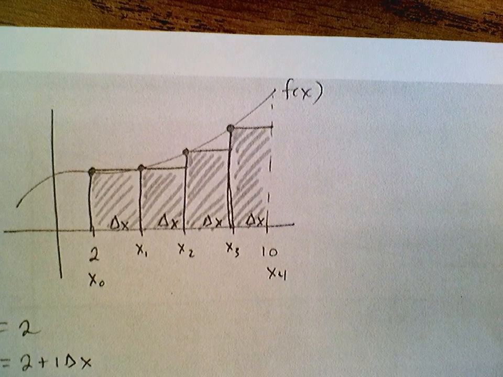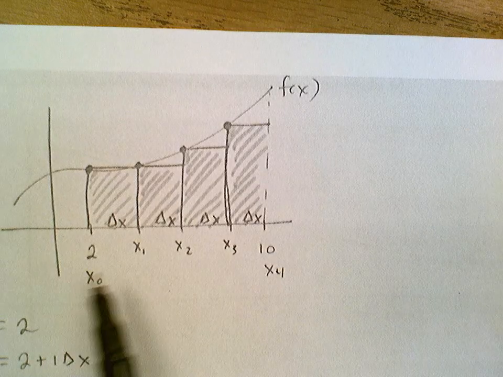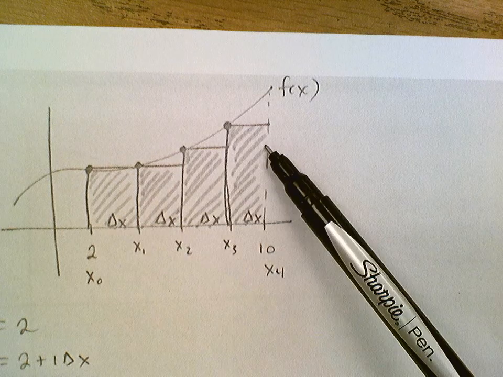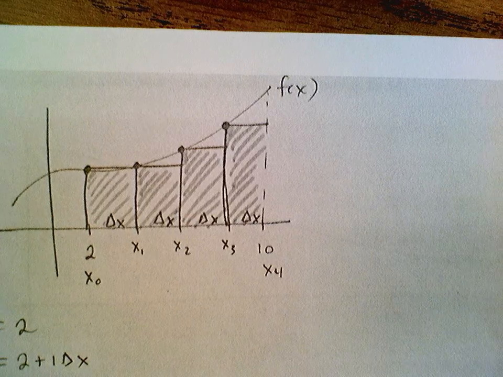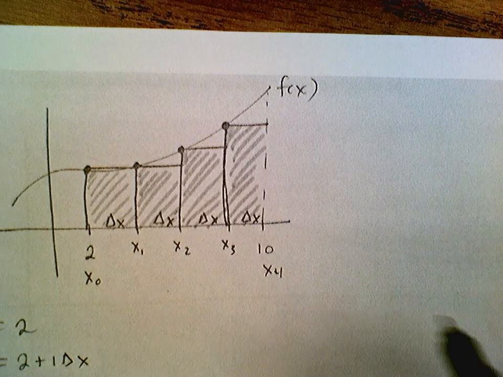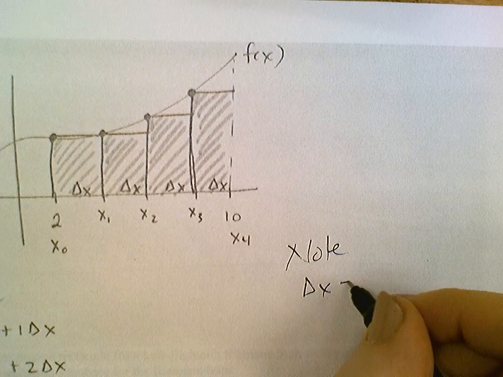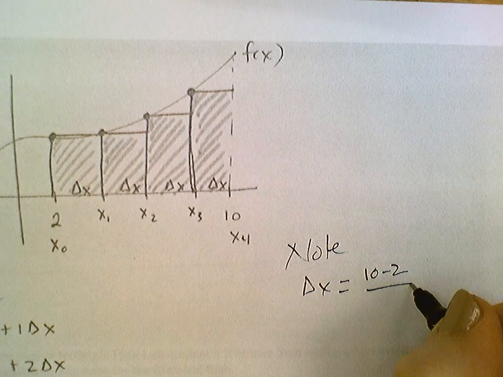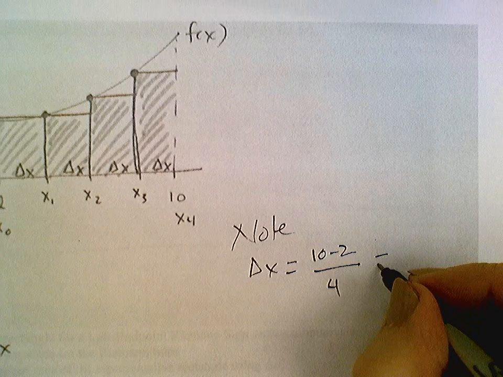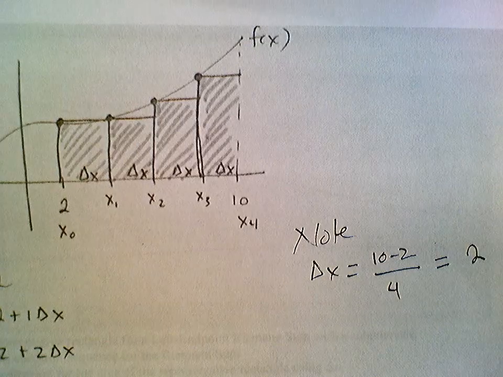Okay, the same type of example, except I've taken the same graph and divided it now into 4 subintervals. So if you add up these 4 rectangles, it's a more accurate estimation of the area under the curve there. And let's just say delta x is equal to 10 minus 2, divided by 4. So really each of these delta x's is an increment of 2.